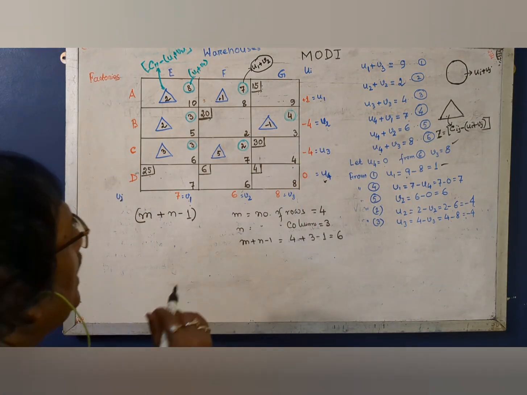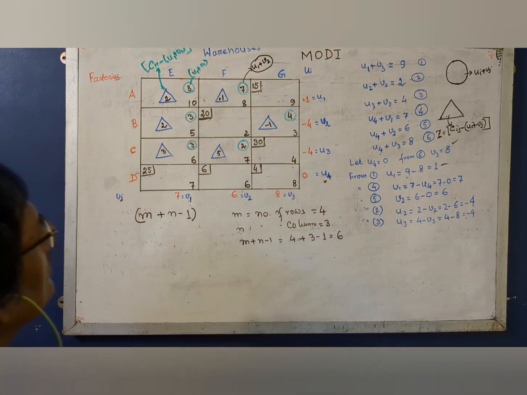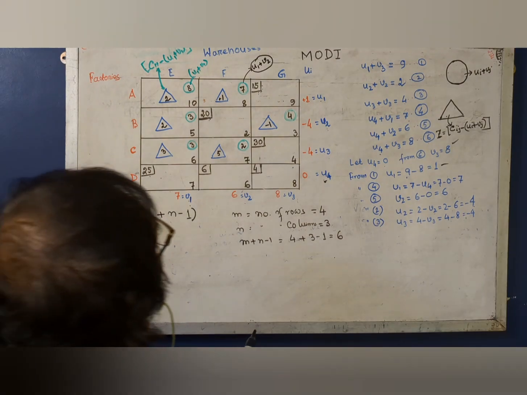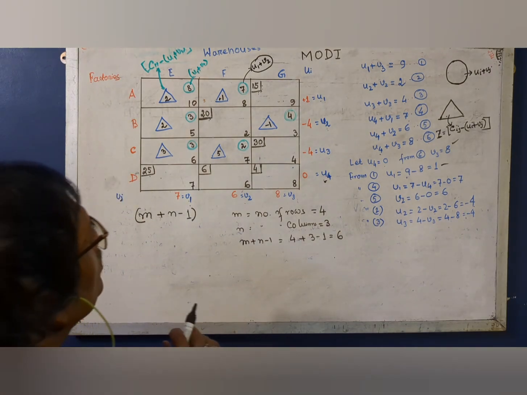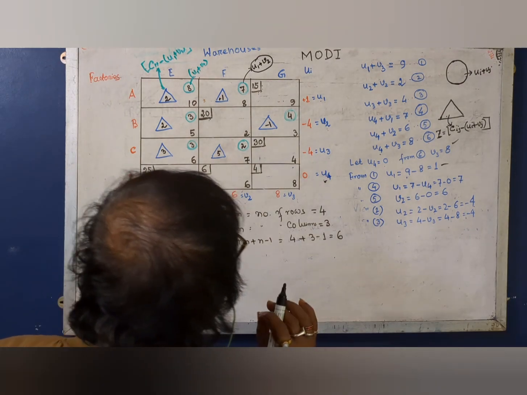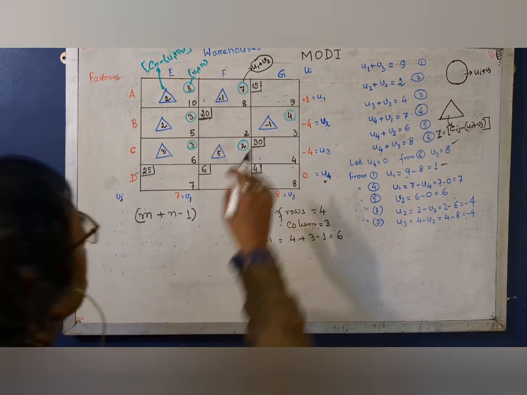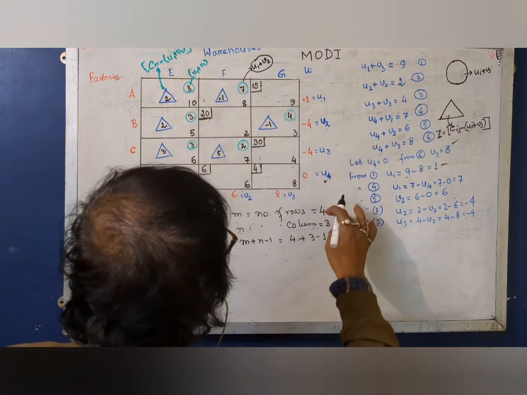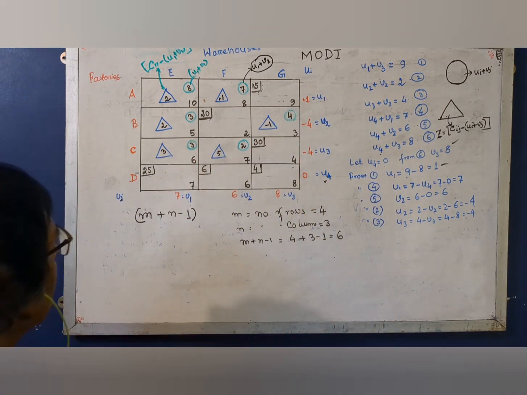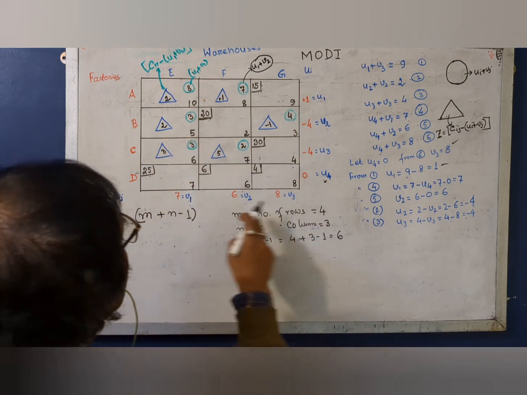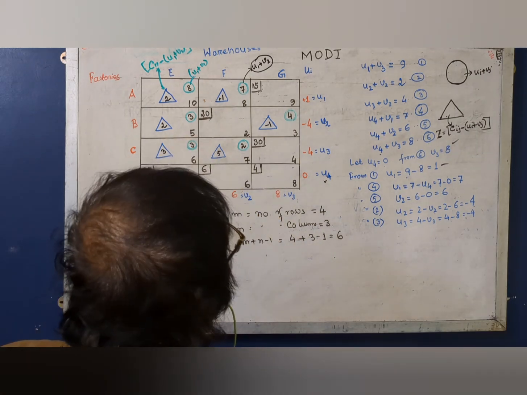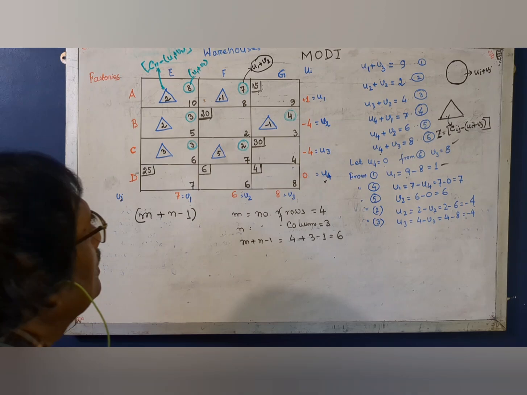Actually the concept behind this is that the transportation cost for all the basic variables is to be divided into dual variables, two variables. Now row-wise the variables are written as ui, and for verticals or columns the variables are noted by vj, and then find out the value of the variables.